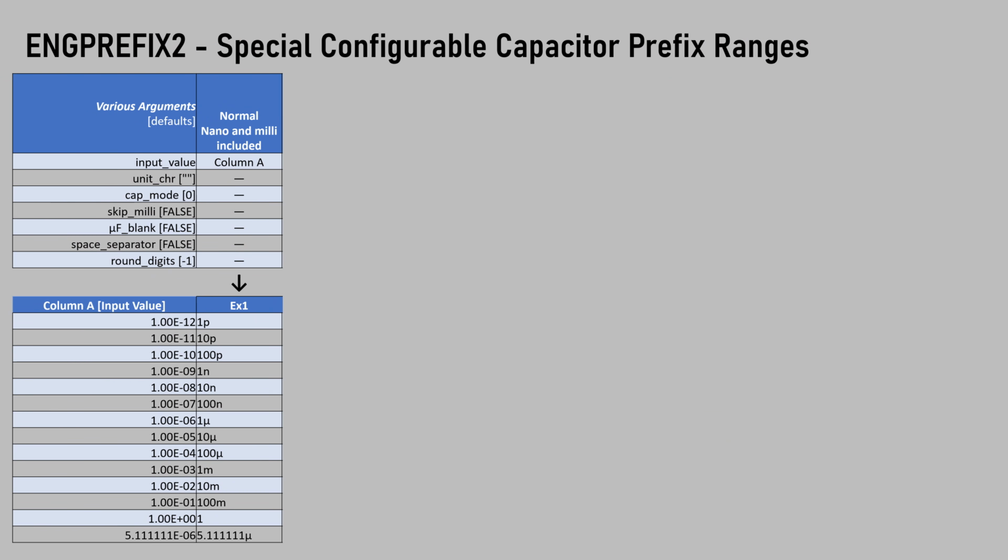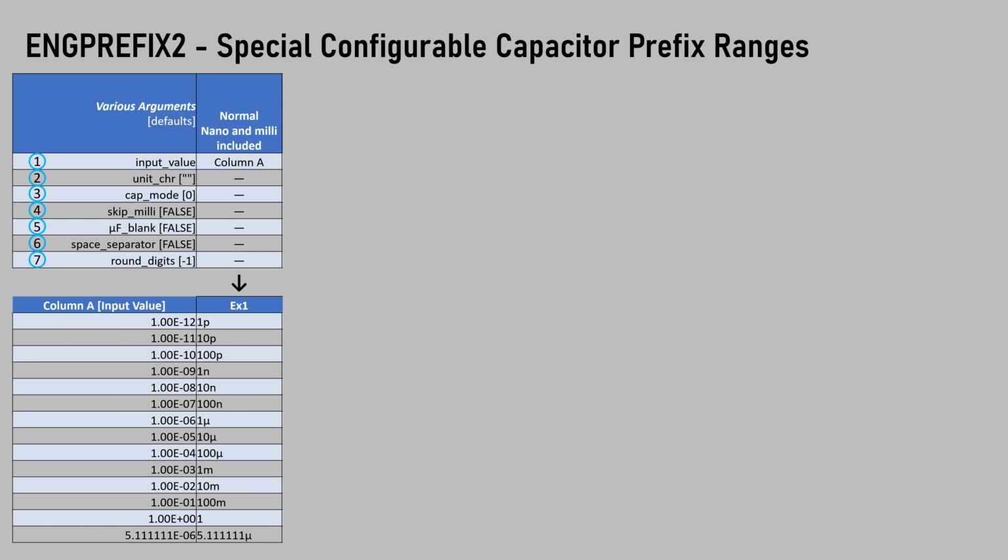Let's get into the syntax and all the arguments, specifically related to the special configurable capacitor modes. The function has 7 arguments. I sequenced them in the list in what I thought was most used first. All arguments but the first are optional. The first argument is the input value, a number that will get scaled and assigned the SI prefix.